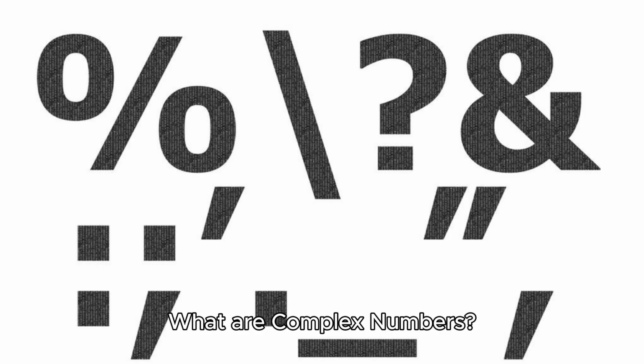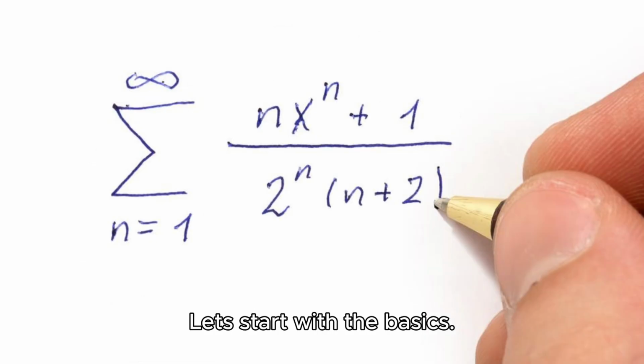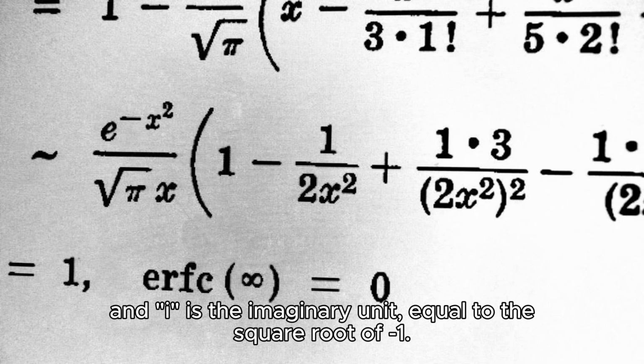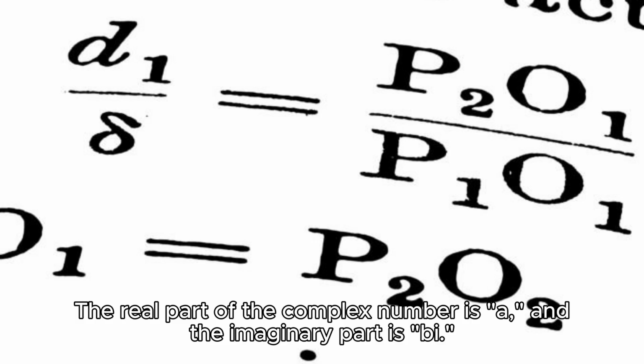What are complex numbers? Let's start with the basics. A complex number is a number that can be expressed in the form a + bi, where a and b are real numbers, and i is the imaginary unit equal to the square root of -1. The real part of the complex number is a, and the imaginary part is bi.